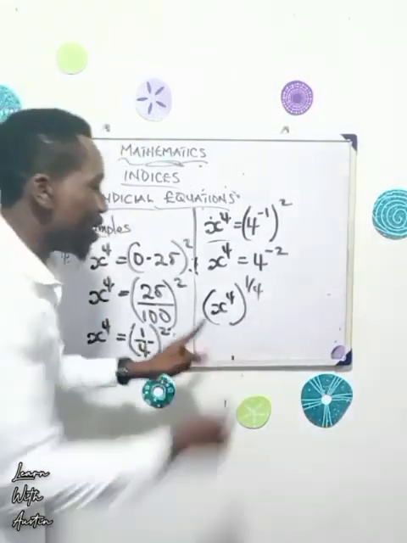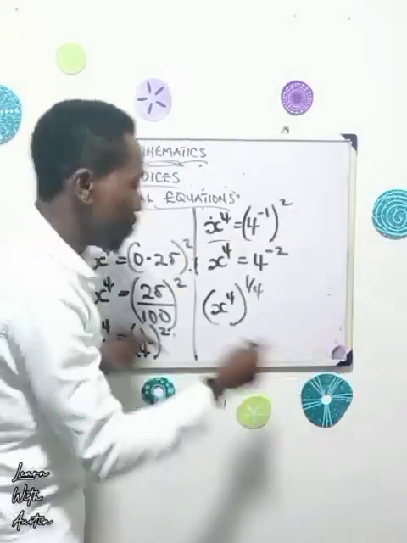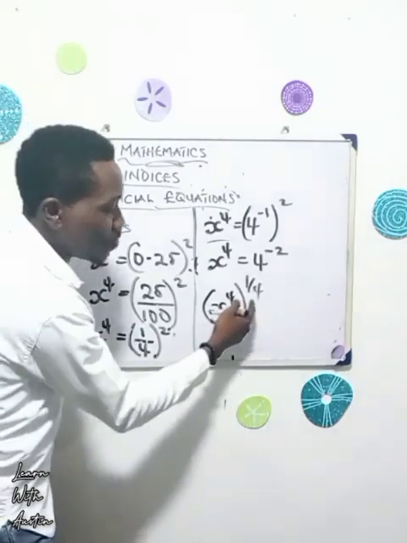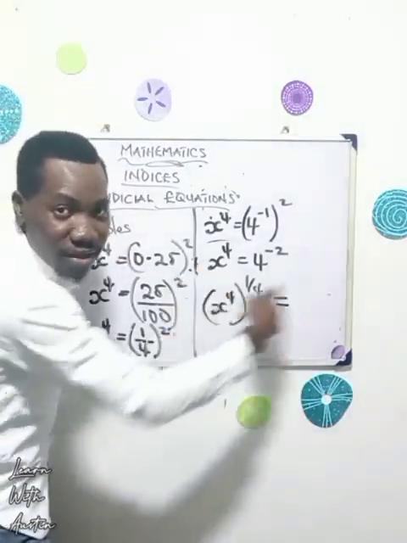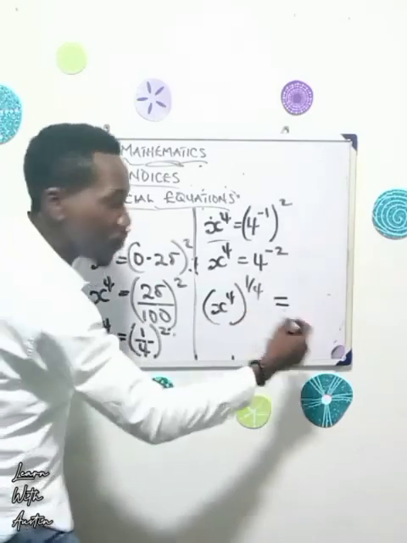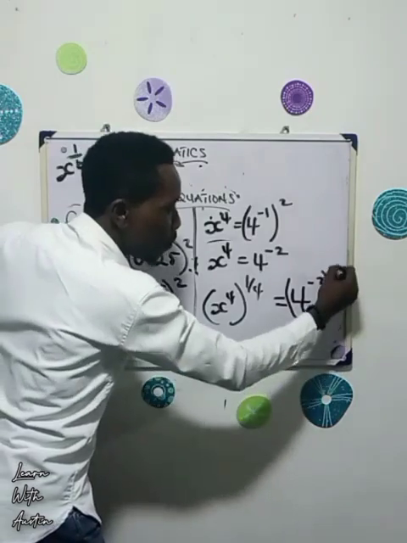Right? So instead of me putting it this way, because at the end of the day, I'll still come to this. So I can express it this way, and it has to be both sides. So if you take the fourth root of this side, you have to find also the fourth root of this side. So you have 4 raised to the power of minus 2 raised to the power of 1 over 4.